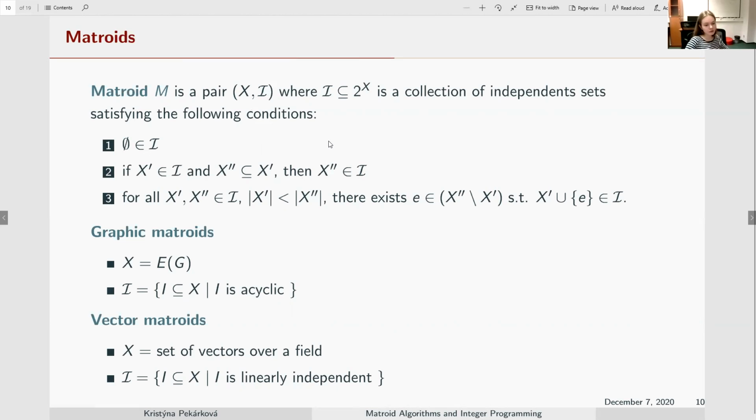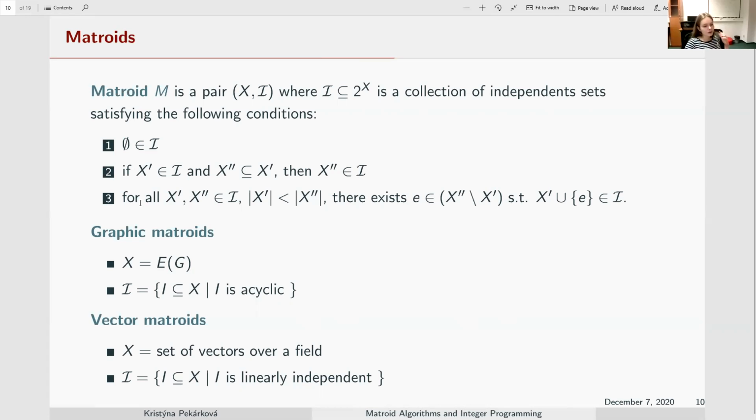And the third condition is the so-called augmentation axiom. It tells us that if we have two independent sets in I, such that one is smaller and one is larger, then we can always find an element in the larger of these sets such that if we add it to the smaller one, we obtain an independent set again. We can always extend the smaller set with some element from the larger and obtain an independent set again.